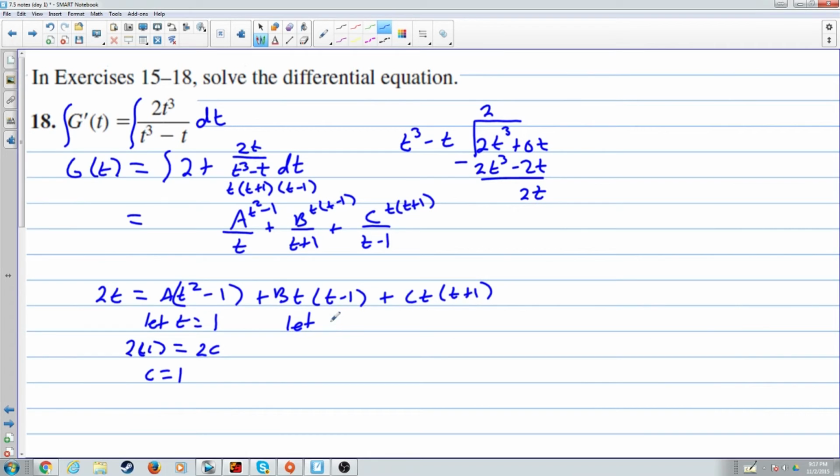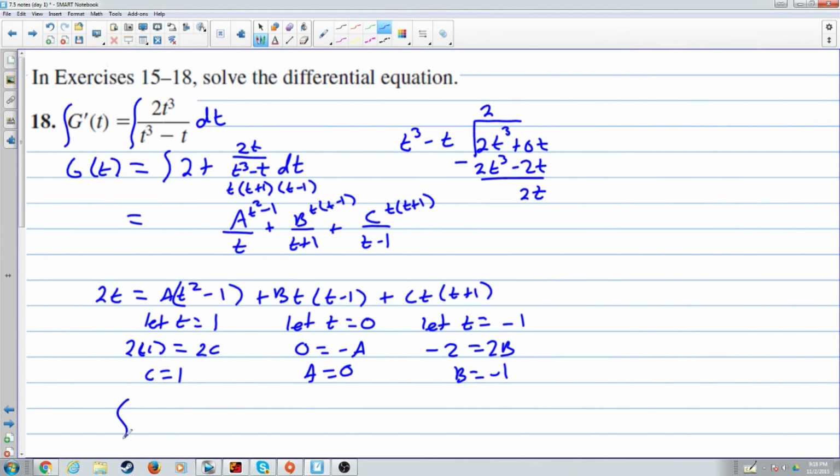Let's let t equal 0. So when we let t equal 0, that'll get rid of the b and the c, and we'll have 0 equals negative a. So a is equal to 0. And then when we let t equal negative 1, that's going to get rid of the c, and that's going to get rid of the a. So we have negative 2 is equal to negative 1 times negative 2, that is 2b, so b is equal to negative 1.